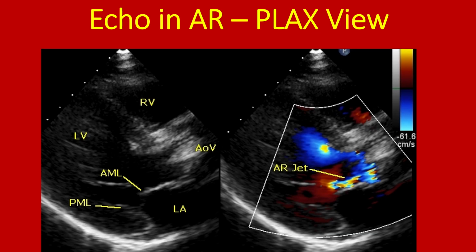Aortic valve is seen as grossly thickened and calcified. The right panel shows the multicolored jet of aortic regurgitation along the ventricular surface of the anterior mitral leaflet. This is quite an eccentric AR jet, and hence assessment of severity will be difficult.